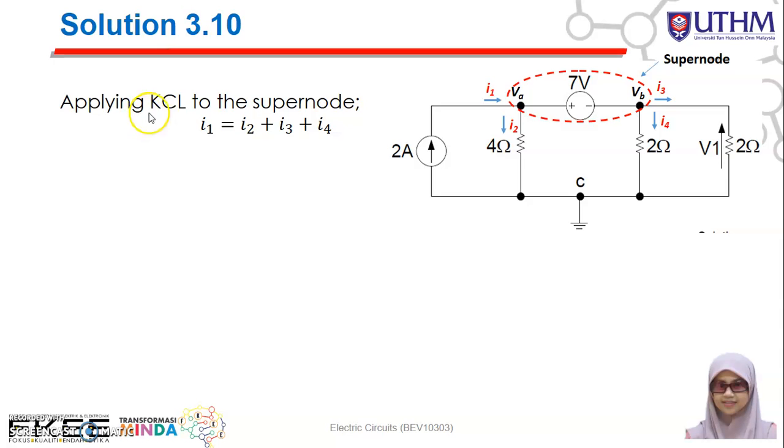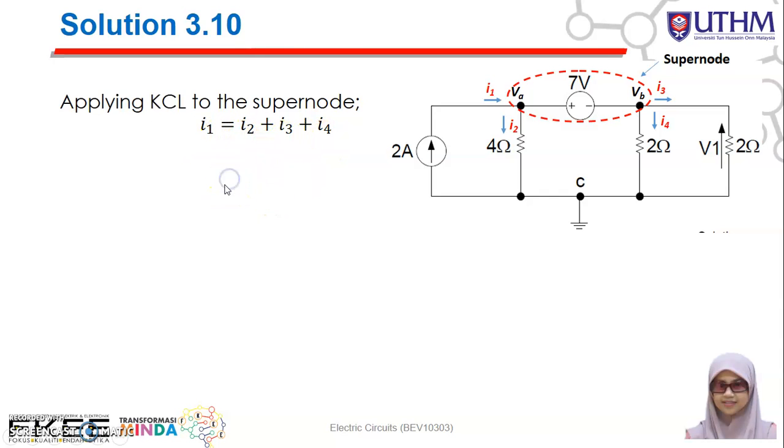And then next, we apply the KCL to the supernode. You have a current going into the supernode, I1, and the currents going out from the supernode are I2, I3, and I4. So in this case, I1 will be equal to I2 plus I3 plus I4.